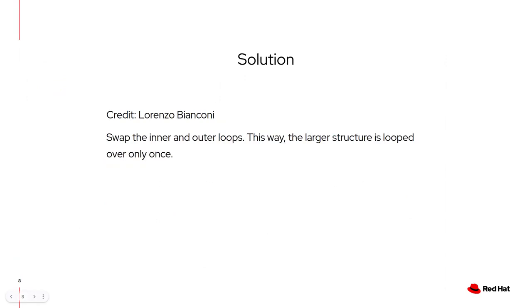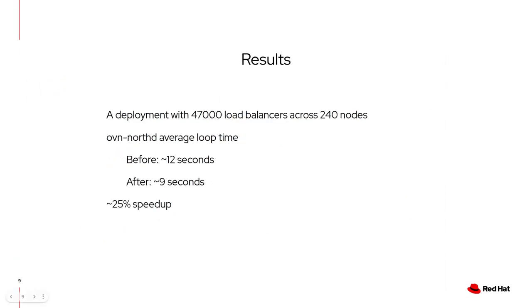Lorenzo Bianconi came up with an elegant solution. Swap the loops. Now ovn-northd first loops through the load balancers and then the data paths. This rather simple change managed to take the ovn-northd loop time for a test case with 121 logical routers, 241 logical switches, and 47,000 load balancers down from about 12 seconds to about 9 seconds. That counts for about a 25% speedup. Not bad.